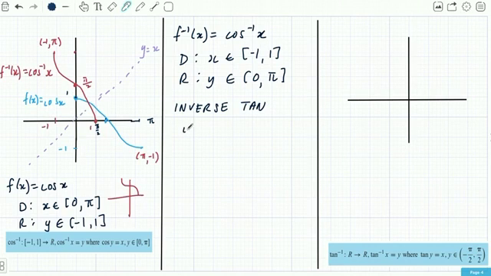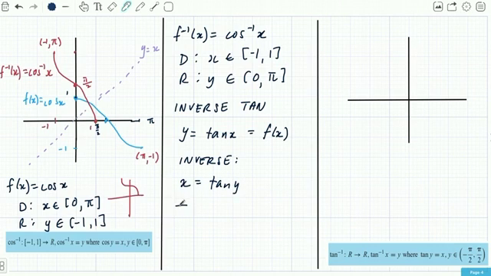So we've got y equals tan of x. That's our original function, f of x. For the inverse, what we're going to do is have a look at swapping x and y again. And so we end up, take the tan over, we have y equals inverse tan of x.